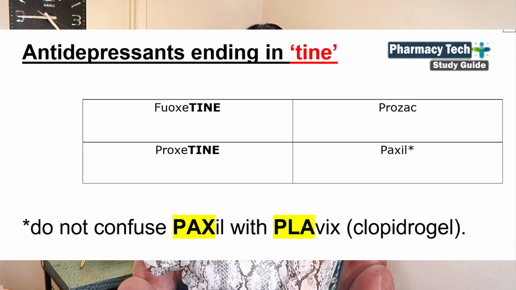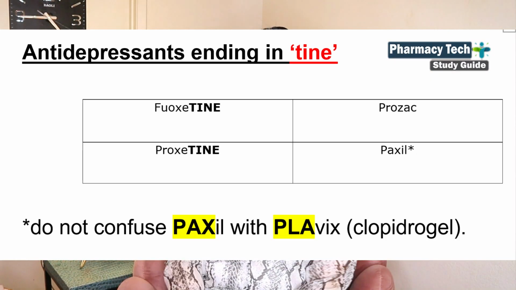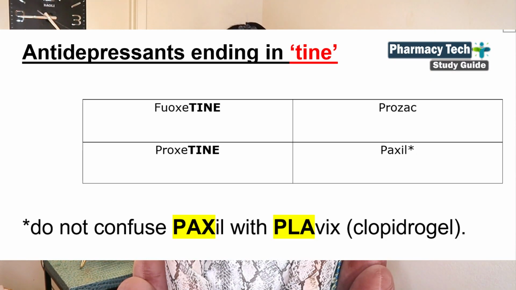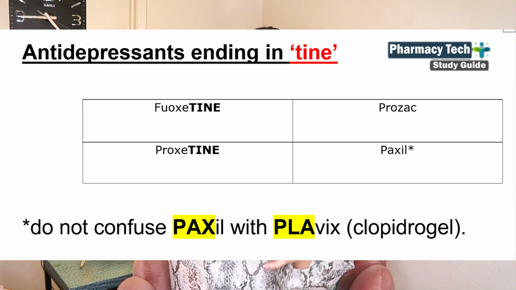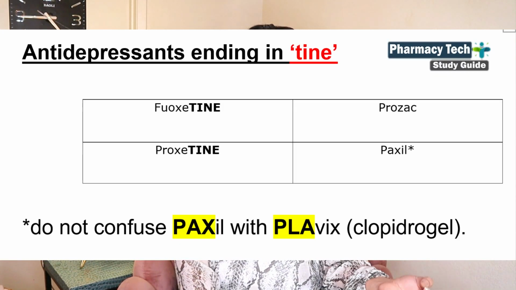Alright, now let's talk about some of the antidepressants which end in the suffix tine, T-I-N-E. The first one is fluoxetine, name brand Prozac, and then we have paroxetine, name brand is Paxil. Now here, remember, you don't want to confuse Paxil with Plavix. Paxil is the name brand for paroxetine, which is an antidepressant, while Plavix is the name brand for clopidogrel, which is actually a blood thinner.